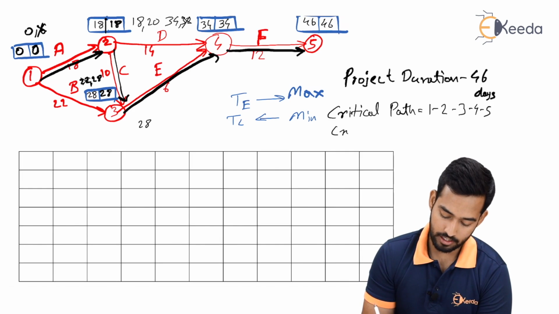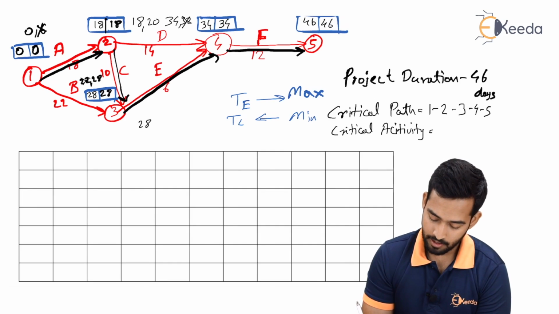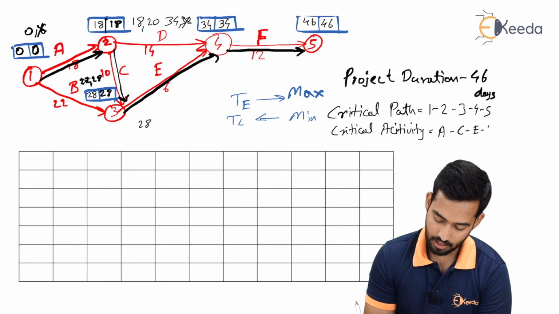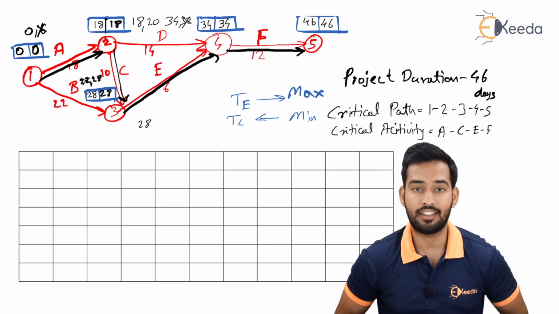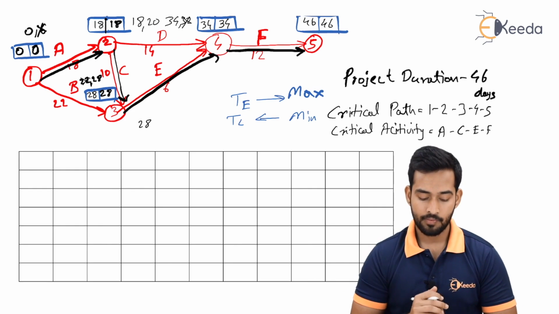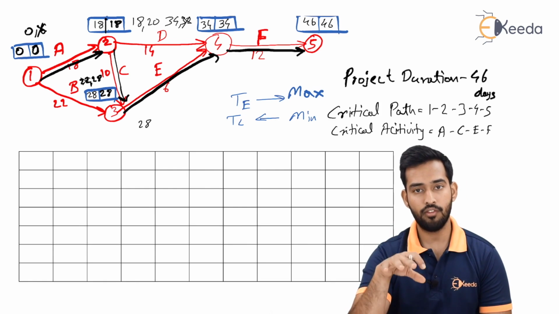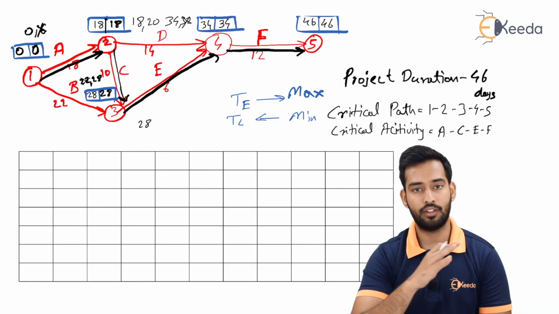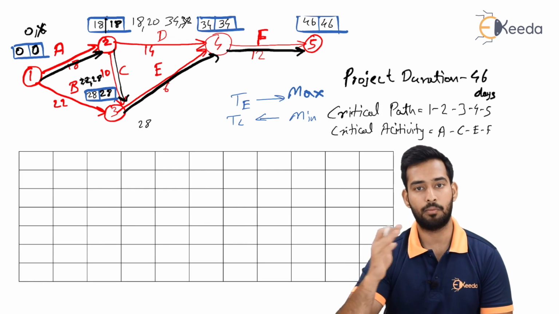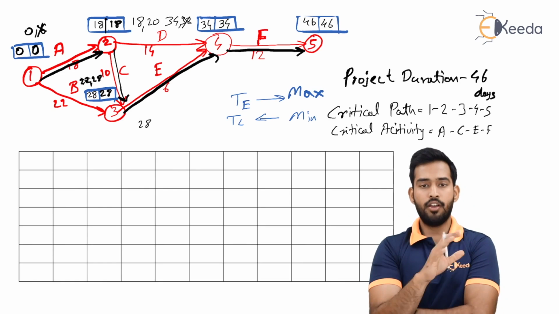And if you talk about critical activities, then the critical activities will be your activities A, C, E and F. These are our critical activities. So while doing the construction work, we have to see that these activities will not be hampered for any reason. If these activities are delayed, then your critical path will get increased. The project duration will be increased. Okay, now we are done with 2 tasks.